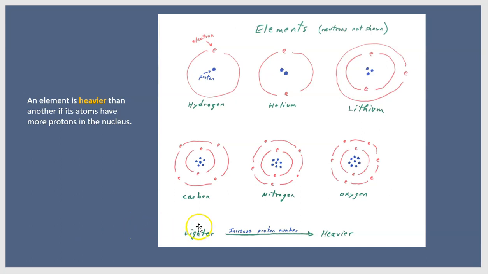And we'll define atoms that are heavier, or elements that are heavier than others, based on the number of protons. So oxygen is a heavier element than carbon because oxygen has more protons in the nucleus of the atom than carbon does.